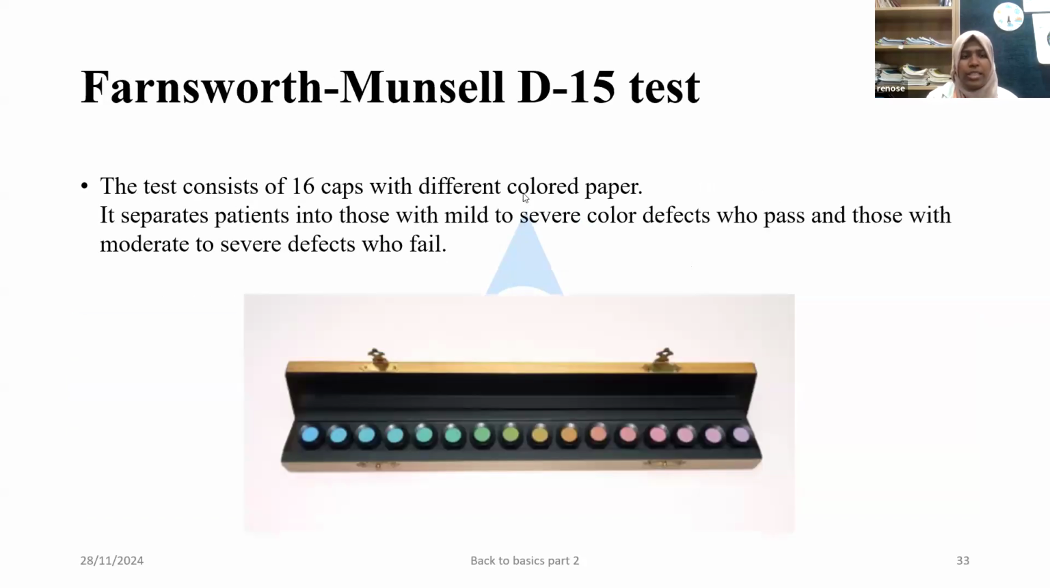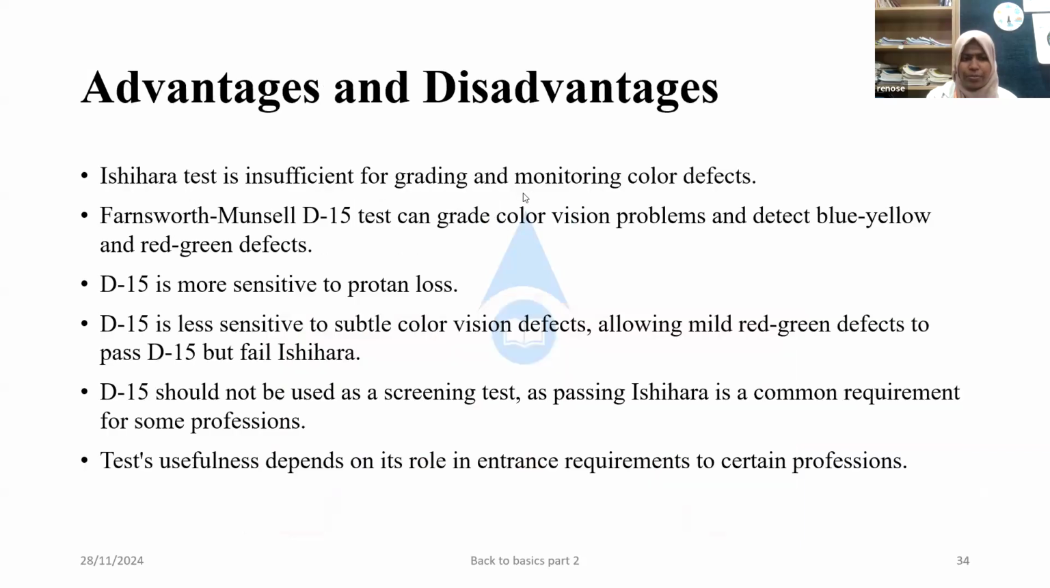Farnsworth D15 test. The test consists of 16 caps with different colored paper. It separates patients into those with mild to severe color defects who pass and those with moderate to severe defects who fail. Advantages and disadvantages: it is insufficient for grading and monitoring color defects. Unlike the Farnsworth D15 test, the FM100 can grade color vision problems and detect blue-yellow and red-green deficiency.